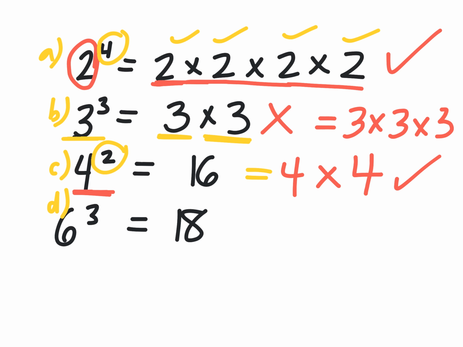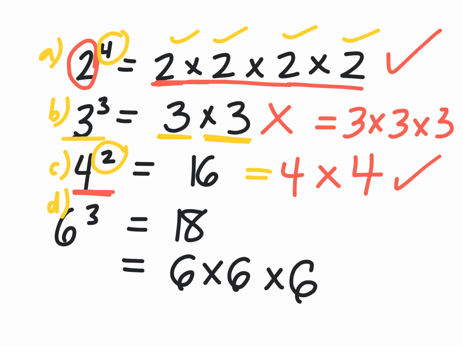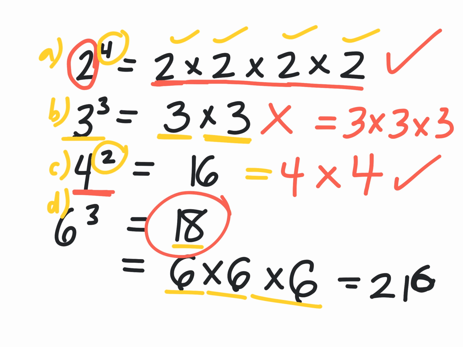Okay, question D. 6 to the power of 3. Let's write that out as repeated multiplication. What is 6 to the power of 3? What's the base? 6. And how many times do we write the base? 3 times. Okay. Do you think that 6 times 6 times 6 is equal to 18? Is that true? 6 times 6 times 6 equals 216. Yep. What do you think they did to get 18? That's wrong.